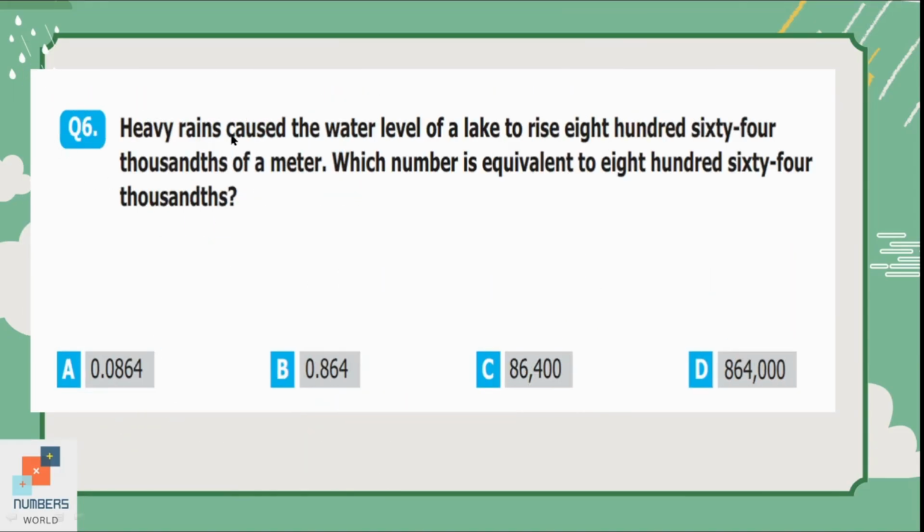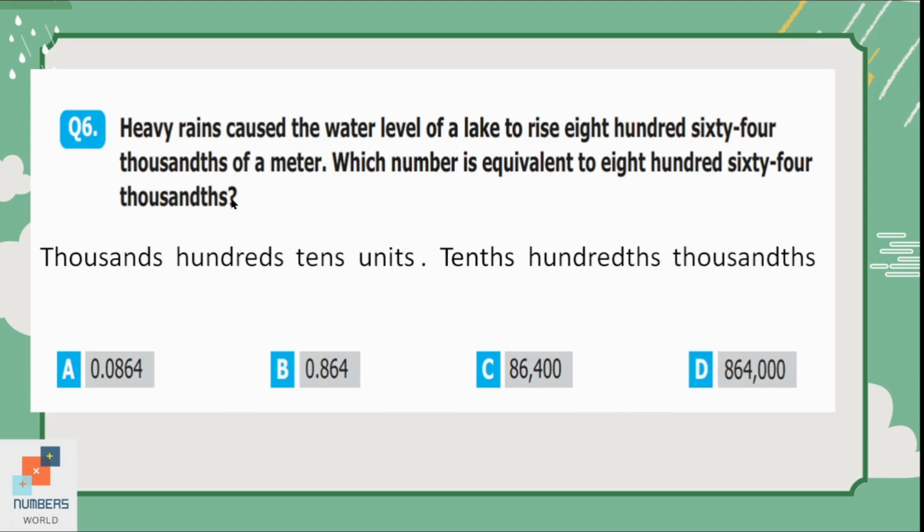Question number 6. Heavy rains caused the water level of a lake to rise 864 thousandths of a meter. Which number is equivalent to 864 thousandths? If we look at the place value chart, the place values on the left side of the decimal point are units, tens, hundreds, thousands, and so on. Whereas on the right side, they are tenths, hundredths, thousandths, and so on.